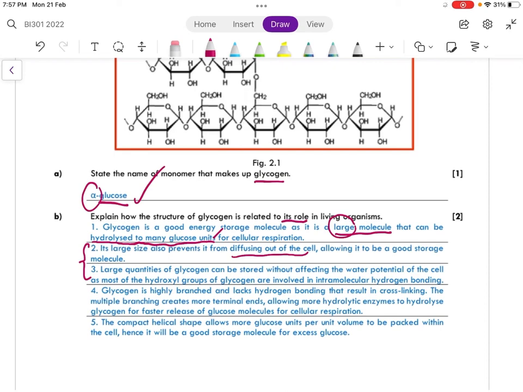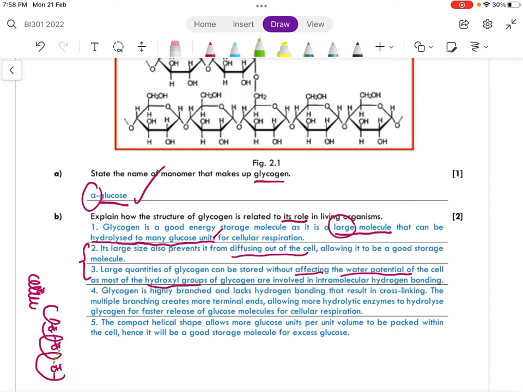Point 3, it said that large quantities of glycogen can be stored without affecting the water potential of the cell, as most hydroxyl groups of glycogen are involved in intramolecular hydrogen bonding. Okay, this is quite a mouthful. What this means is that the glycogen, okay, has hydroxyl groups. Okay, maybe I draw it a little bit bigger. The glycogen has hydroxyl groups, and these hydroxyl groups are pointing inwards, and they interact with each other, right, via hydrogen bonding. So let me use green to represent hydrogen bonding. So there's hydrogen bonding within the glycogen molecule.